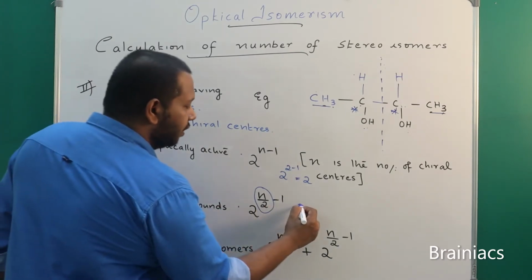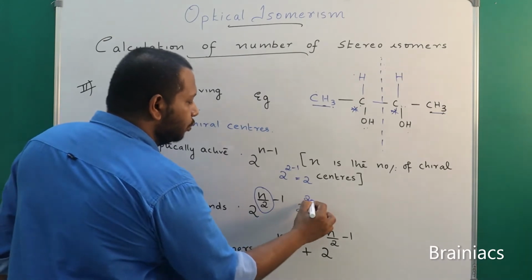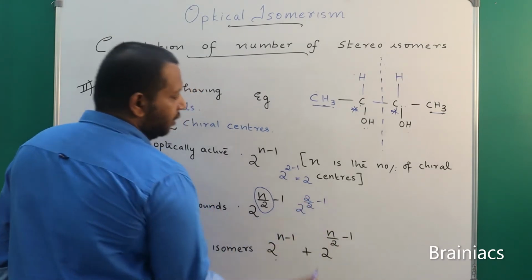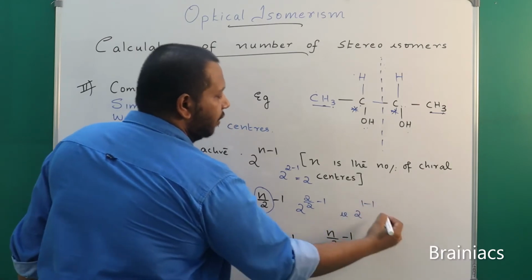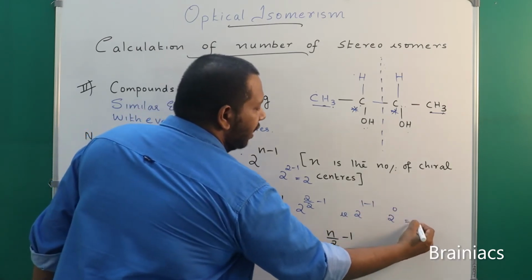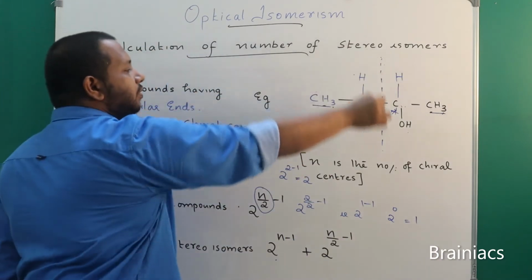So 2^(n/2 - 1). So n is 2, so 2/2 minus 1, so that is what actually 2^(1-1). So 1 minus 1, 0. So the answer is 1. So we know that there is one meso compound possible.